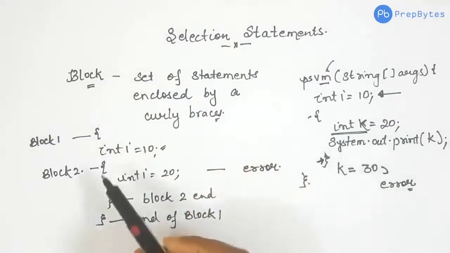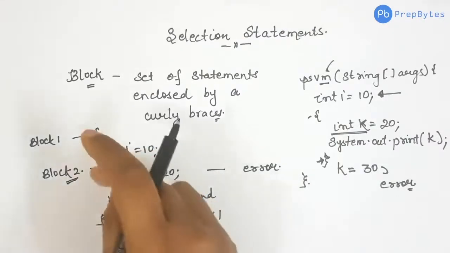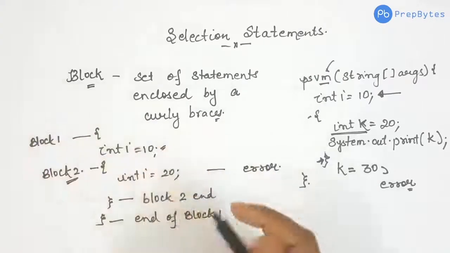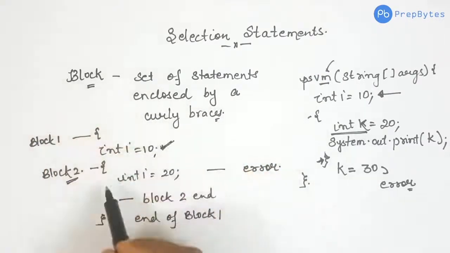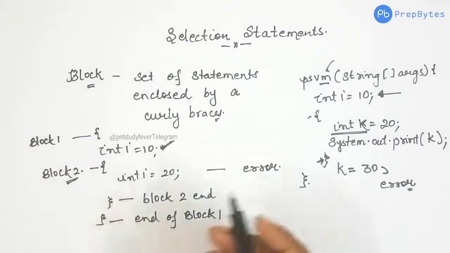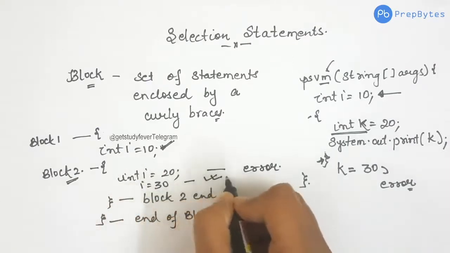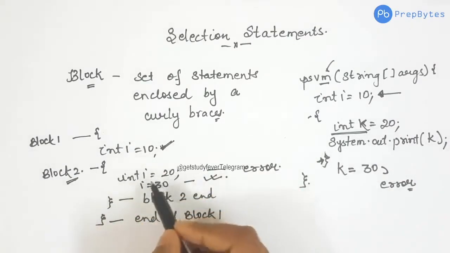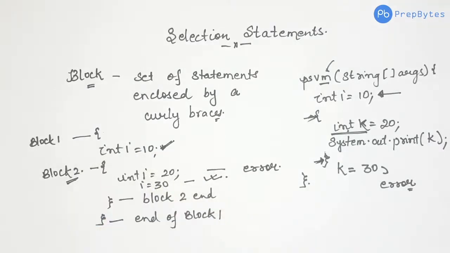Why? Because in the case of blocks, as you can see, block 2 is enclosed within block 1. So whatever elements are there in block 1 will be accessible to block 2. If I simply write i equal to 30, that is fine. What we were doing before is trying to redefine i, which is already defined here.